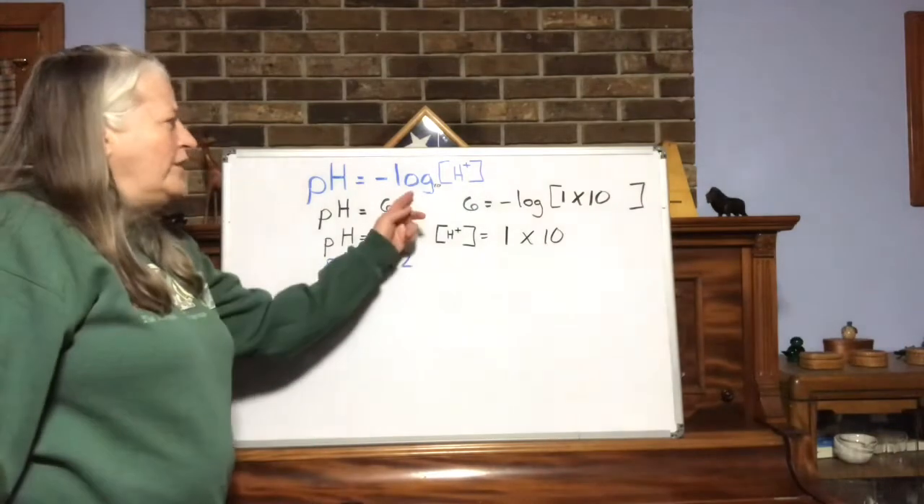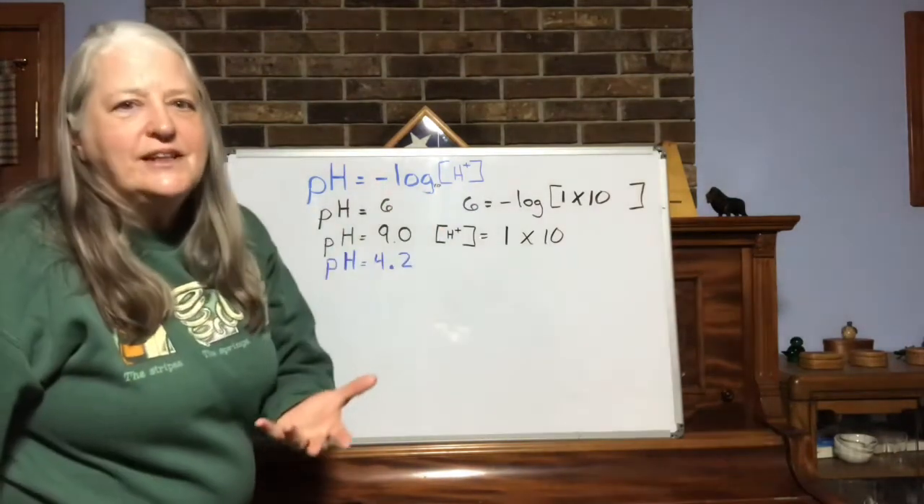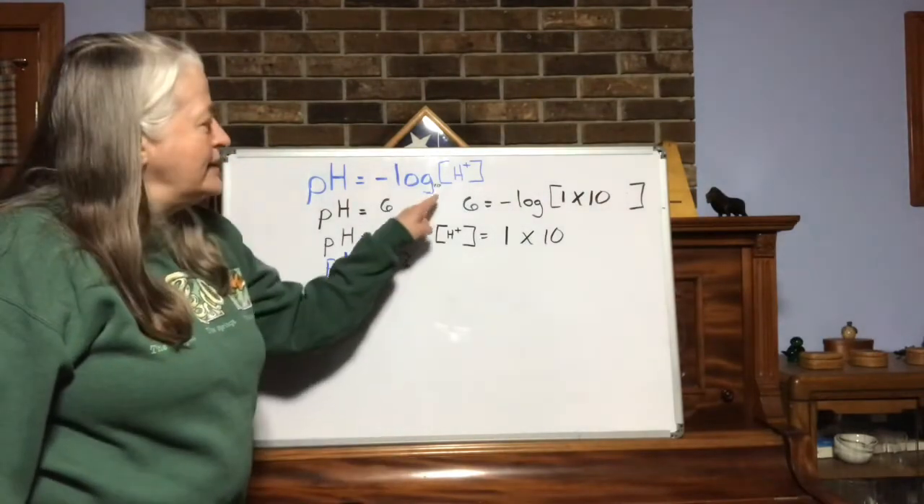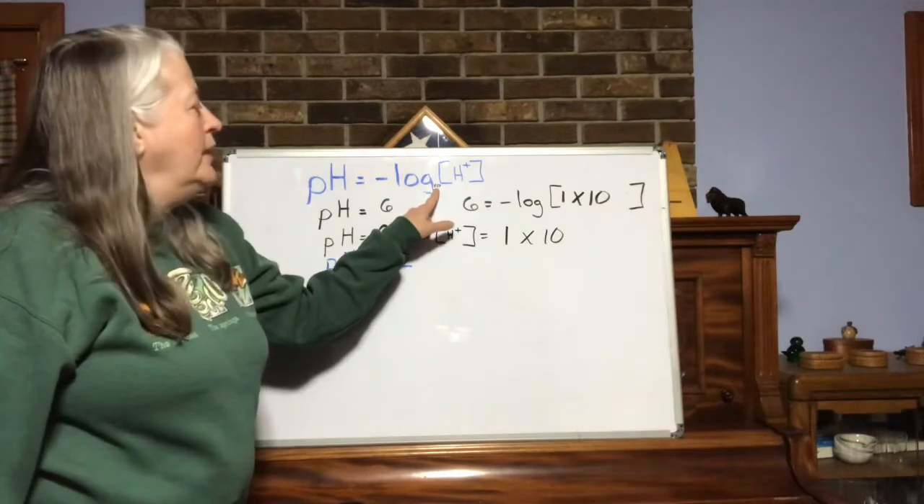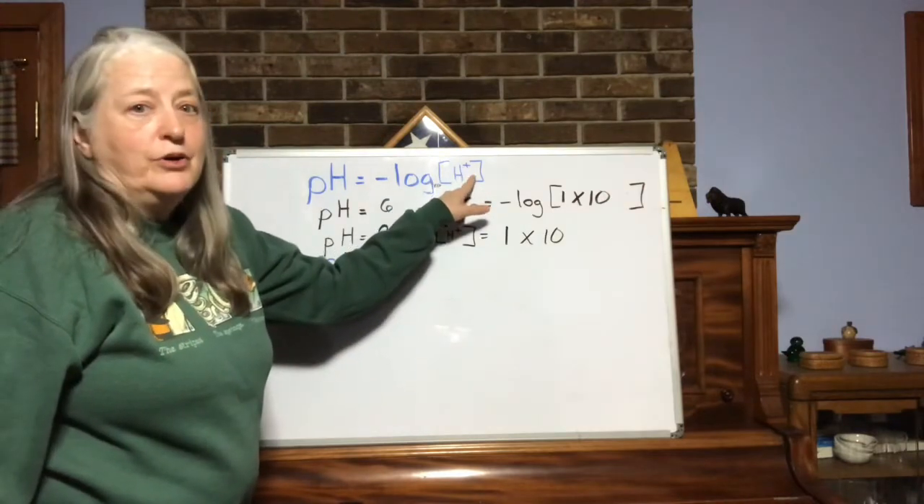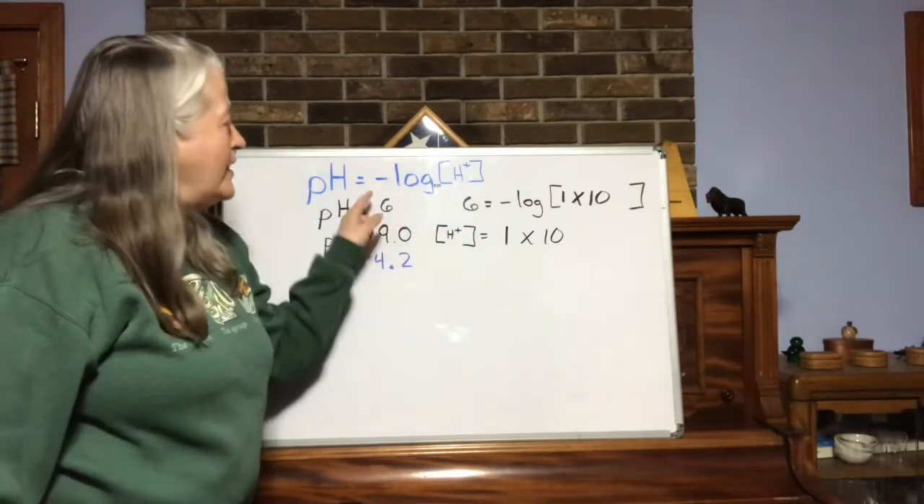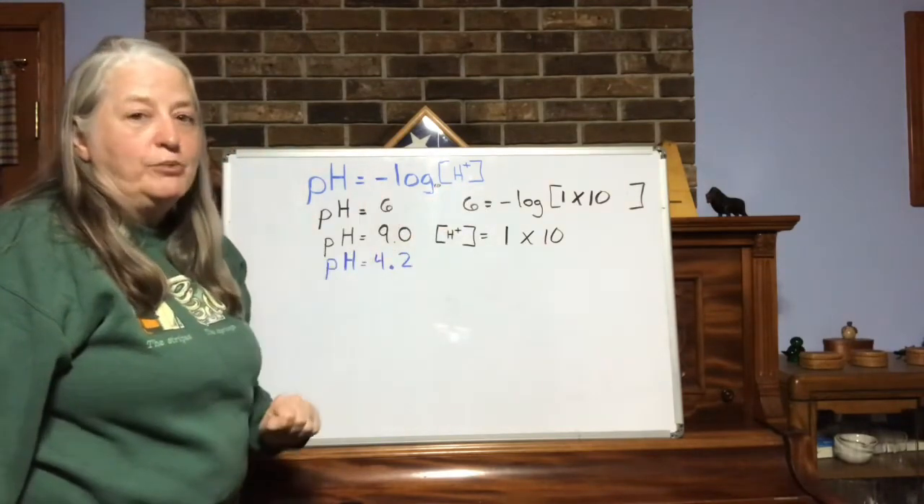What a log is, it's like the opposite of an exponent. We're saying, what would I have to raise 10 to in order to get this number? What would I have to raise 10 to in order to get this number? And then I want the negative value of that, and that's our pH.